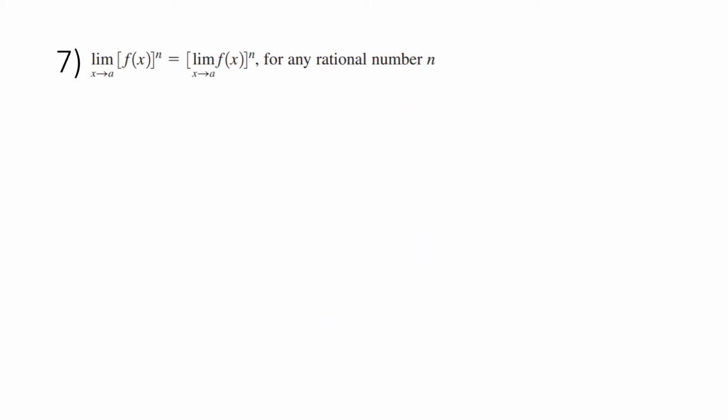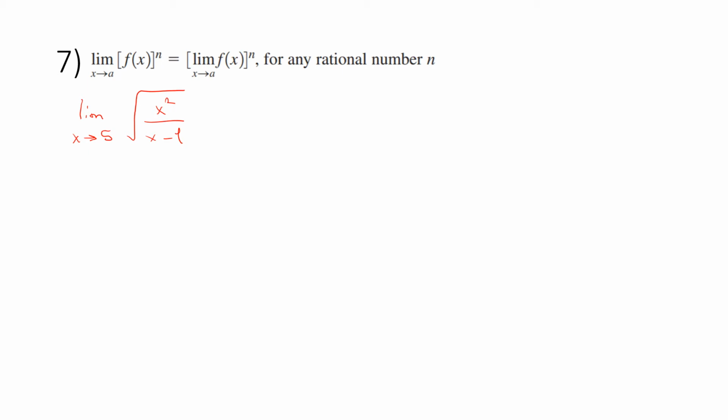The last property is saying if you have any function to the power of n, where n is any rational number, you can actually plug the limit into the function without dealing with the superscript. So I'll just solve a problem and it will make it easier. This is the example given in your textbook.